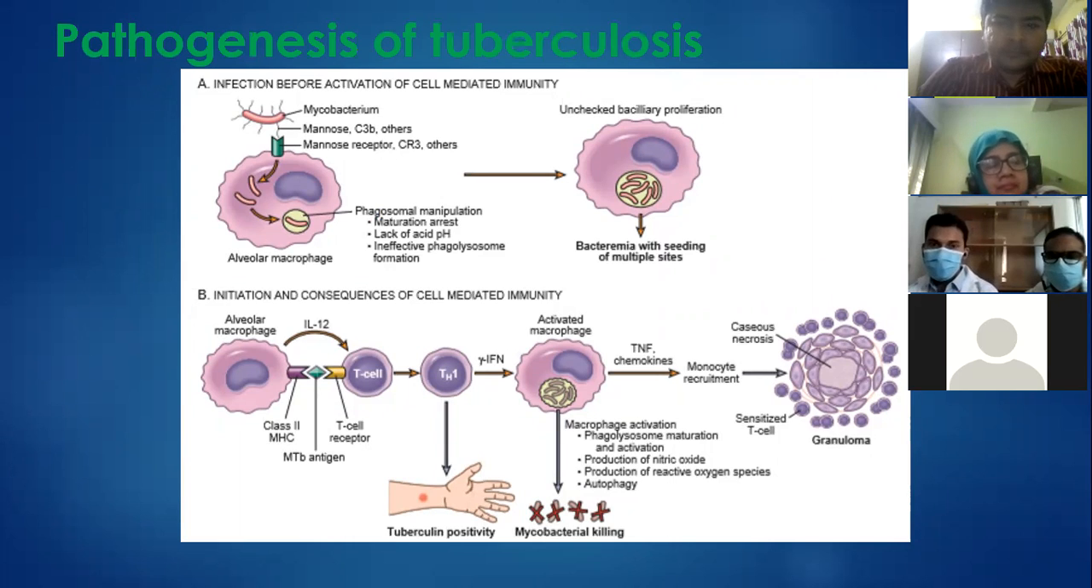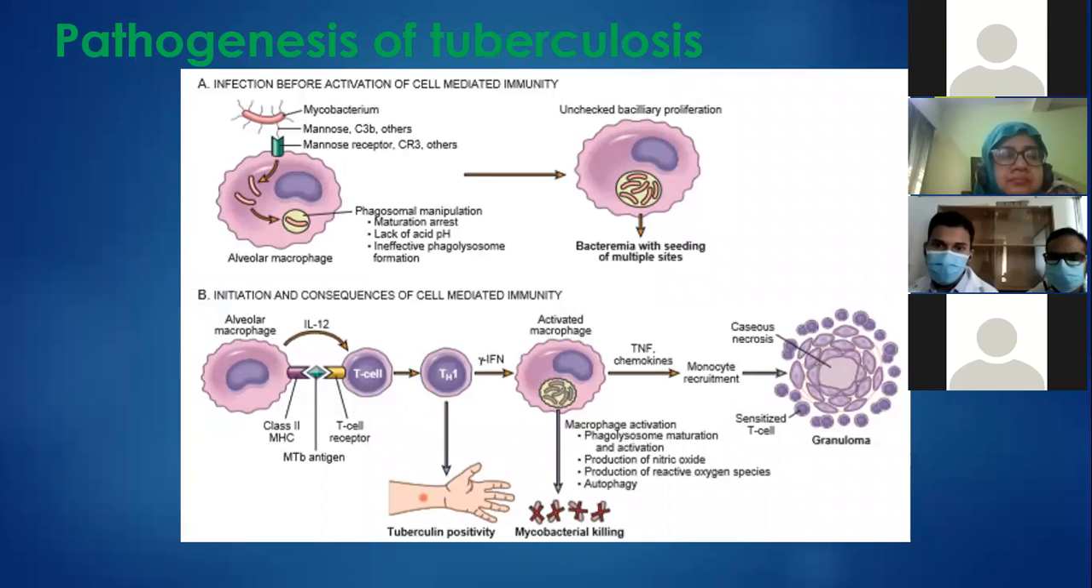After inhalation, the organism reaches the alveoli of the lung, then enters the macrophage by binding with several receptors expressed on the macrophage. Then formation of an ineffective phagolysosome occurs, which causes unchecked bacilli proliferation, resulting in bacteremia with seeding of multiple sites.